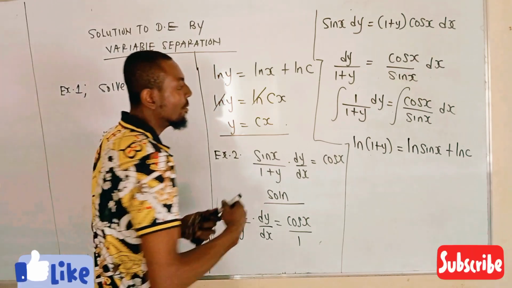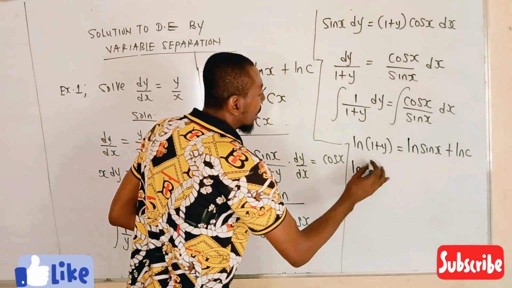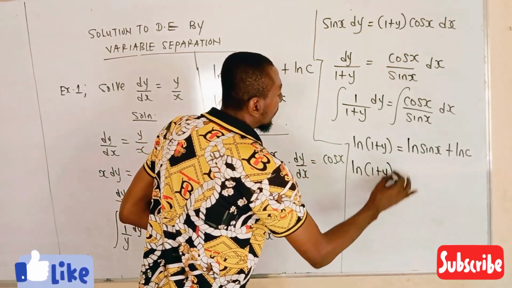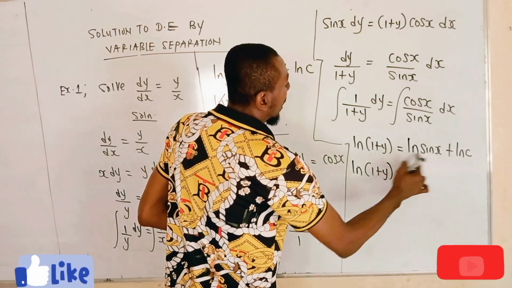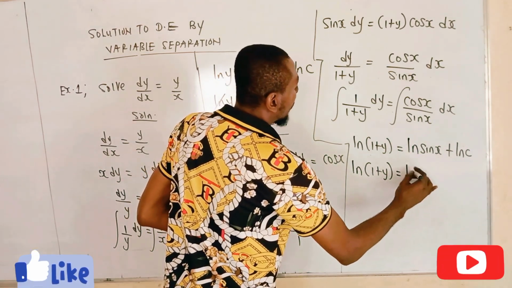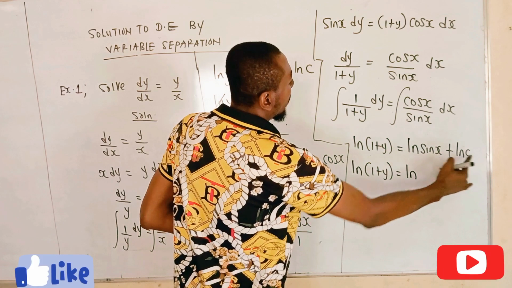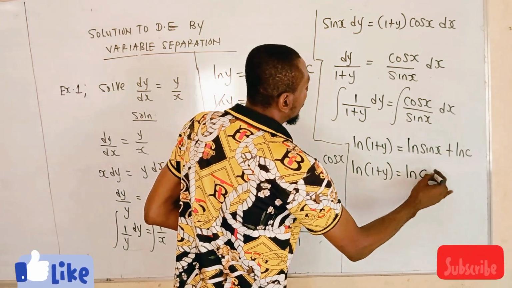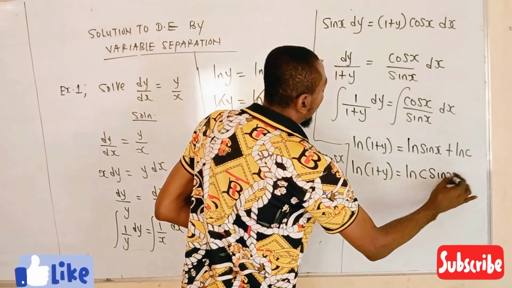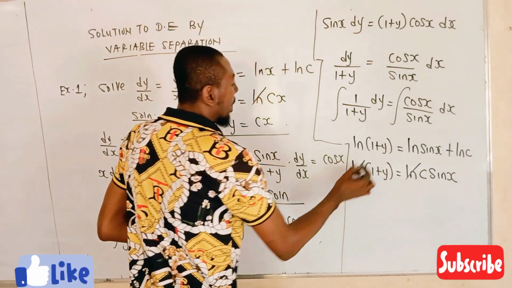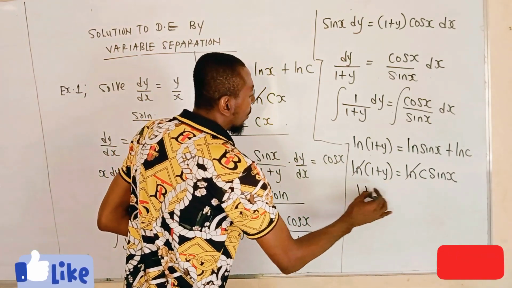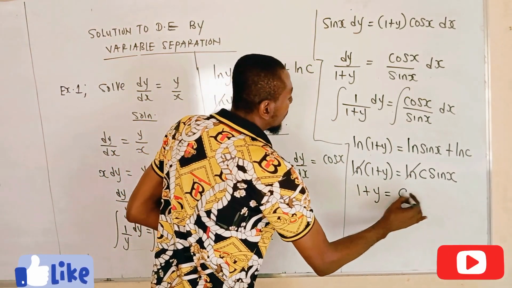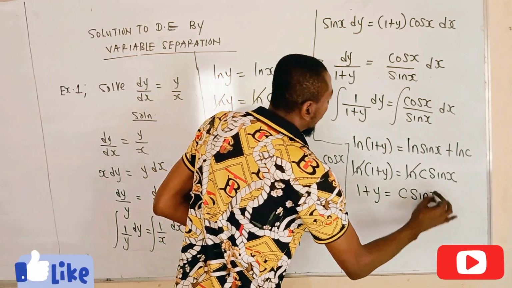Now we have ln of 1 plus y equal to, according to the laws of logarithm, because of addition we multiply the contents, which is c sine x. So take down the ln from both sides. We have 1 plus y is equal to c sine x.